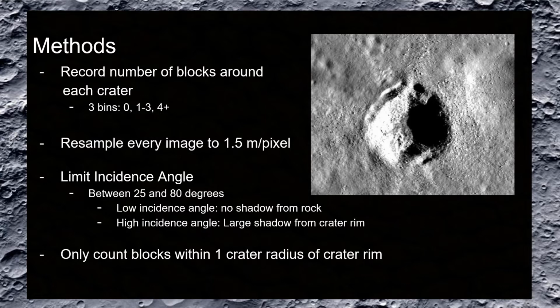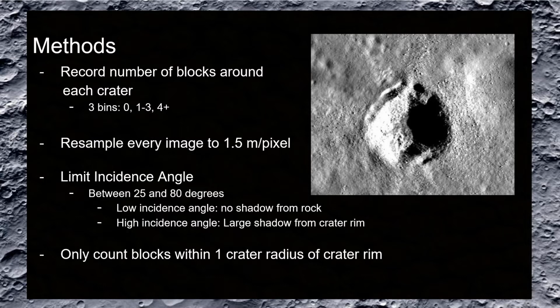We also limited the incidence angle to between 25 and 80 degrees to consistently be able to see blocks in the images. We did this because in low incidence angle images, there was almost no shadow from the block and often very high albedo, so we couldn't consistently see blocks. On the other hand, at high incidence angles, the shadow from the crater rim covered part of the ejecta blanket surrounding the crater, which made it impossible to see all the regions that could have blocks.